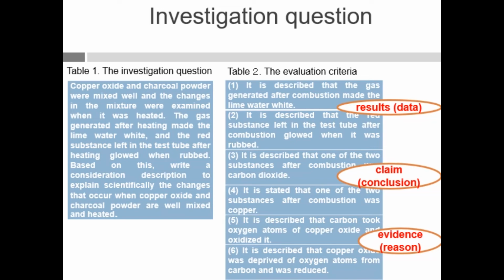An example of an appropriate consideration description was: the gas produced after heating made the lime water white, and the red substance left in the test tube after heating glowed when rubbed. This suggests that when copper oxide and charcoal powder are well mixed and heated, they are converted to carbon dioxide and copper. The reason for this is that carbon took oxygen atoms of copper oxide and oxidized it, and copper oxide was deprived of oxygen atoms from carbon and was reduced.